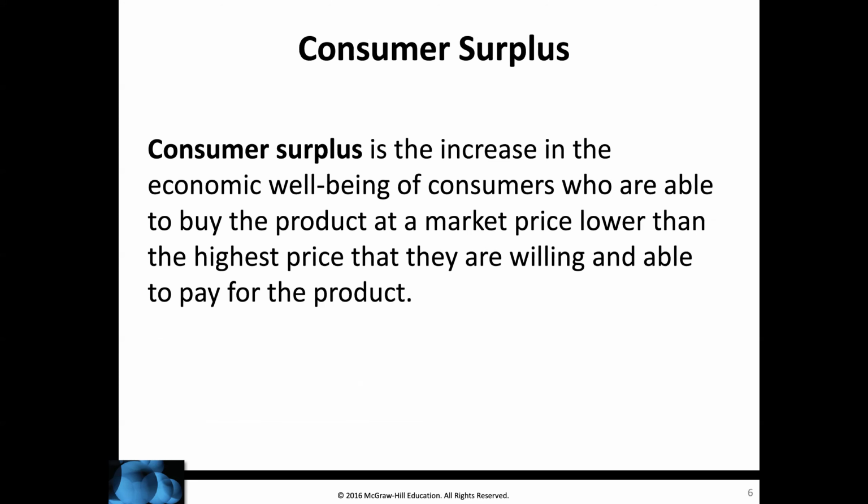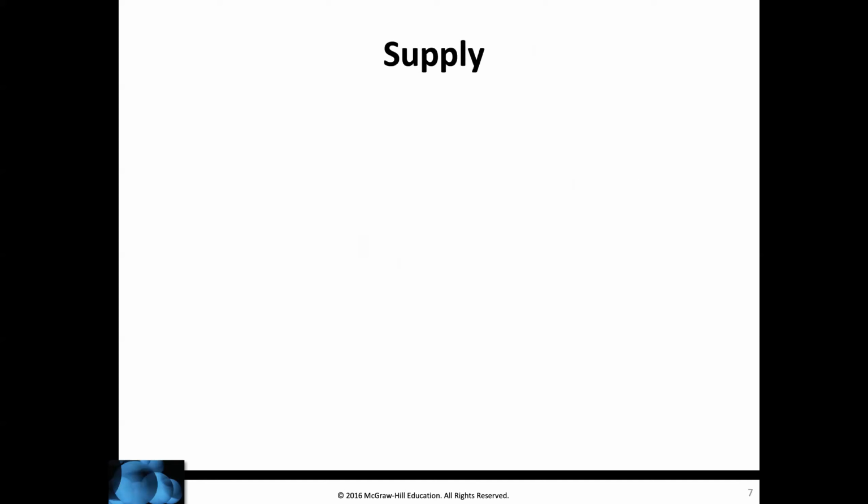Next is another concept called consumer surplus. Consumer surplus is the increase in the economic well-being of consumers who are able to buy the product at a market price lower than the highest price that they're willing to and able to pay for the product. In other words, the price of the product is below what some consumers are willing to pay for it. So the difference between what the current price is and what a consumer is willing to pay for it is what we call the consumer surplus. They didn't have to pay as much as they would have been willing to pay.